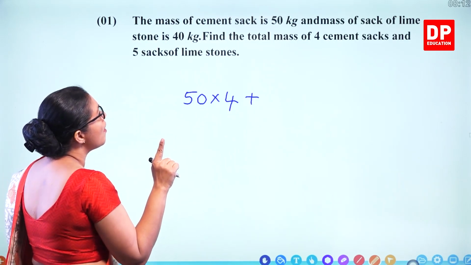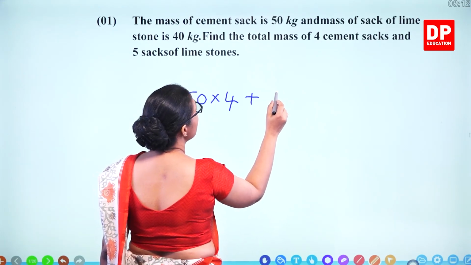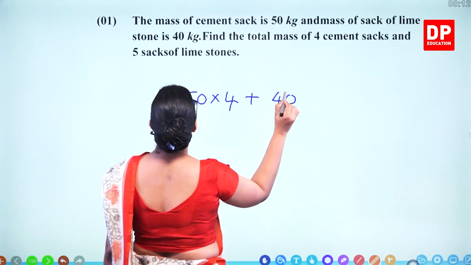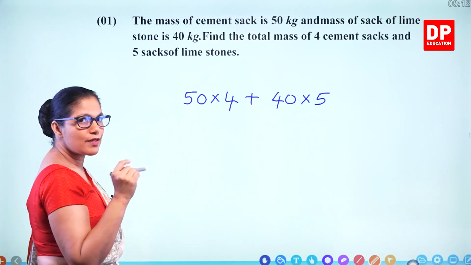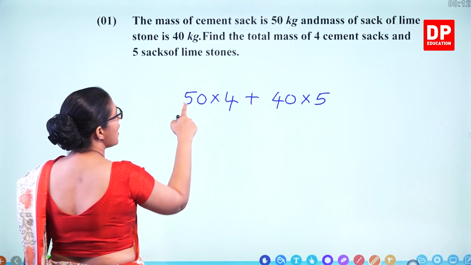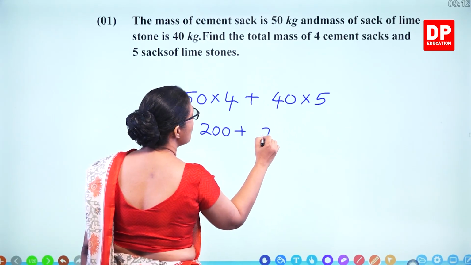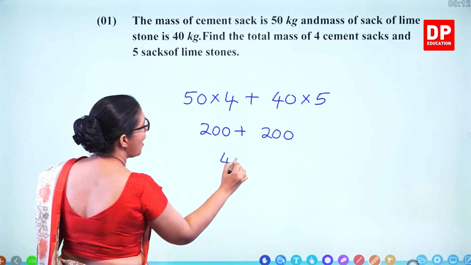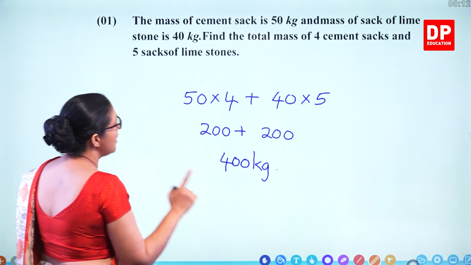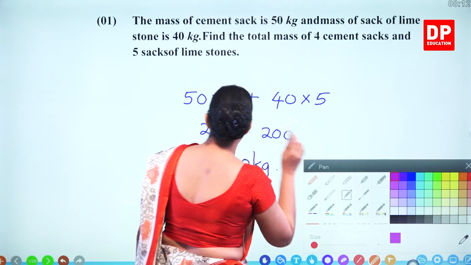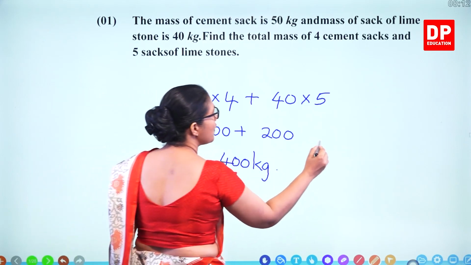And 40 kilos is the mass of a limestone sack. So that's 40. How many sacks are there? 5 sacks of limestone. So that's the total mass. So we'll do multiplication first. 4 times 50, that's 200. 40 times 5, also 200. So altogether 400 kilograms is the total mass of 4 cement sacks and 5 limestone sacks. So 2 marks for that.